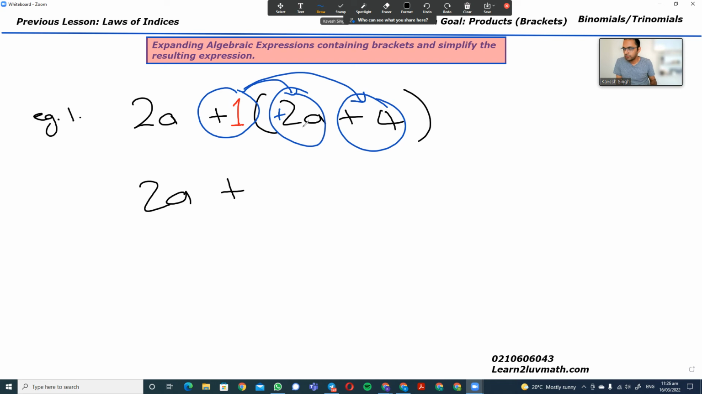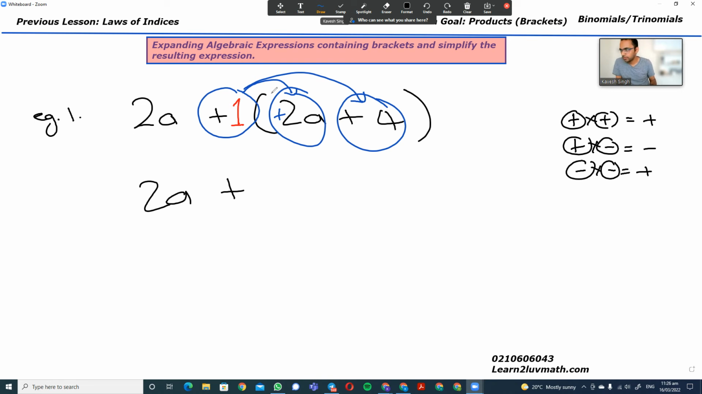plus, now 1 times anything is itself. Plus times plus is always plus. So let's make a note of that. Plus times plus is equal to plus. Plus times minus is equal to minus, and minus times minus is equal to plus. So if we are ever faced with different signs, it always ends up as minus. But if we have the same signs multiplying, we always end up with plus.